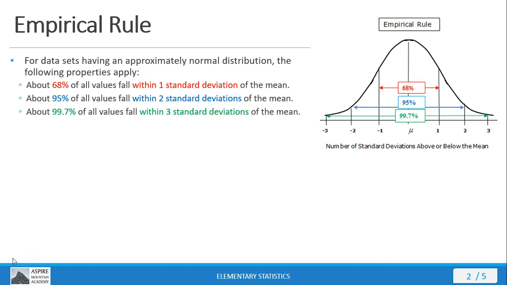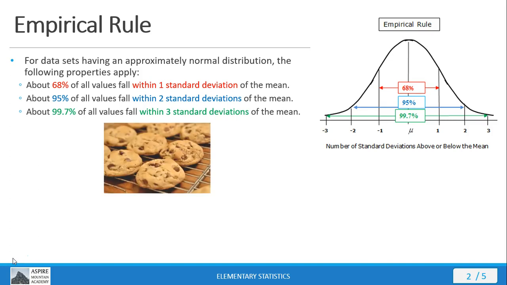If we have data that are normally distributed, or even just approximately normally distributed, then about 68% of the data values will be within one standard deviation of the mean. About 95% of the data will be within two standard deviations of the mean, and about 99.7% of the values will be within three standard deviations of the mean.